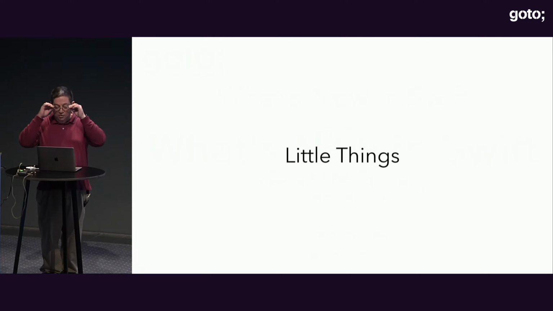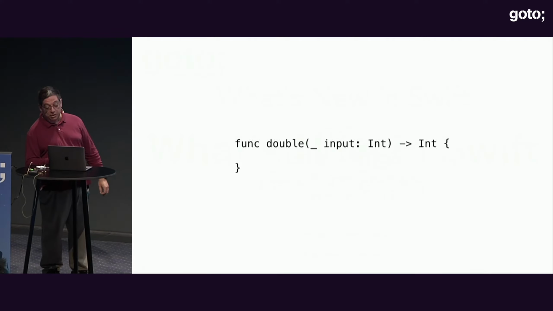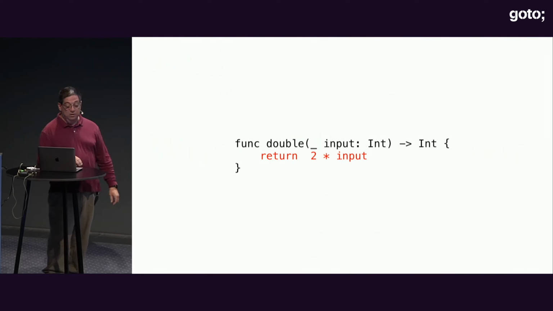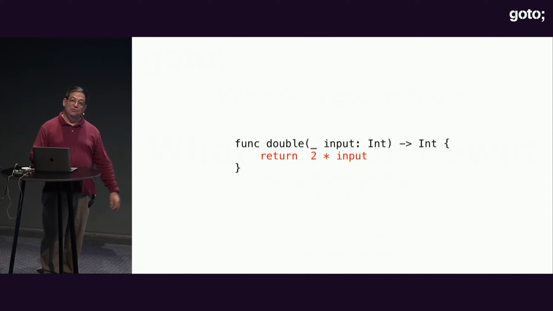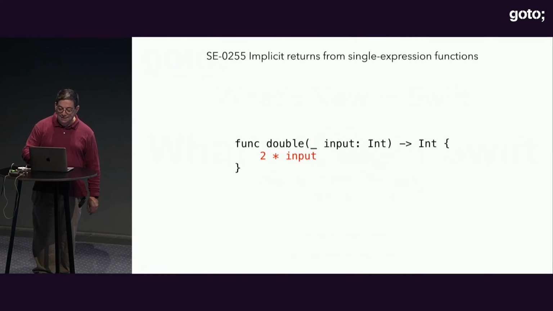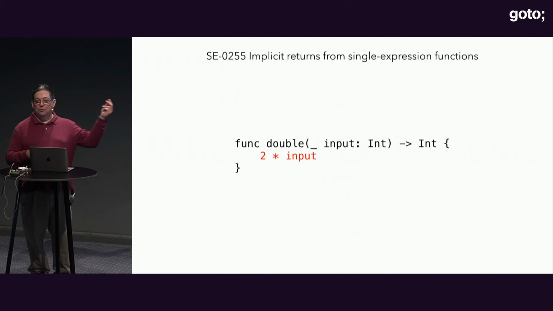But let's start with some little things, and this is one of my favorite little things. We have a little function here that takes an int and returns an int, and we return 2 times the input. One of the nicest things in Swift 5.1 is that return is gone. It's going to look strange to you, but think about the Swift you write now. None of you use a semicolon at the end of the line, and that looked strange in the beginning too.